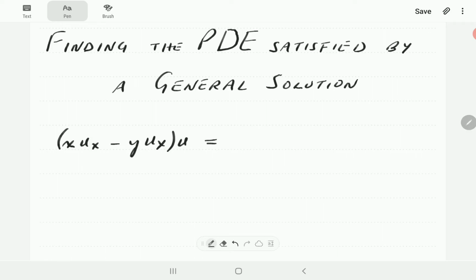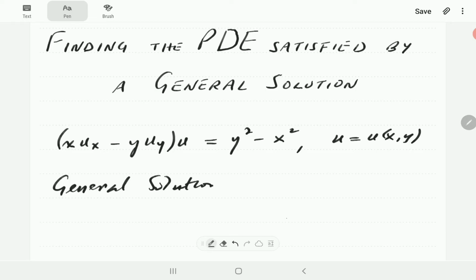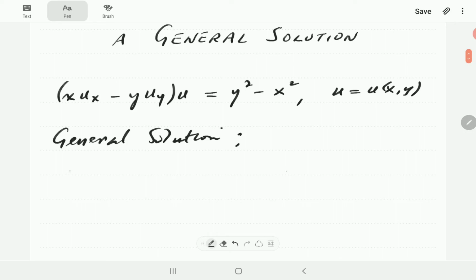So if you've got x u_x minus y u_y equal to y squared minus x squared, where u is a function of x and y, then we showed that the general solution of this PDE is given by f of xy and x squared plus y squared plus 2u equal to 0, where f is an arbitrary function.